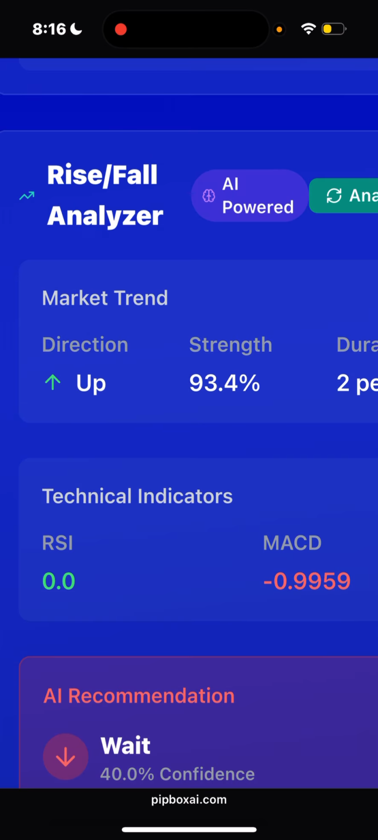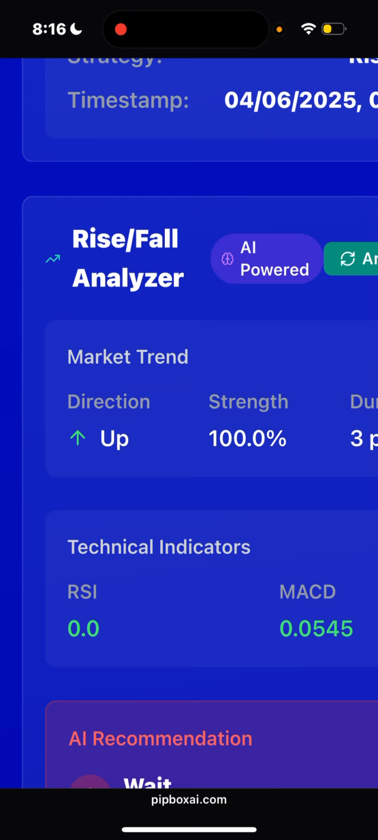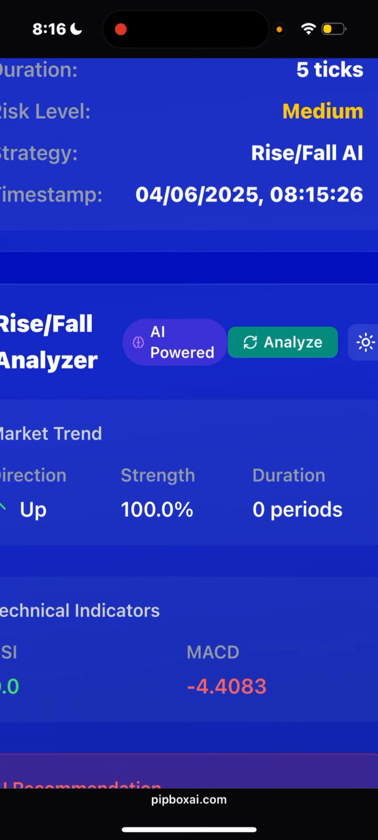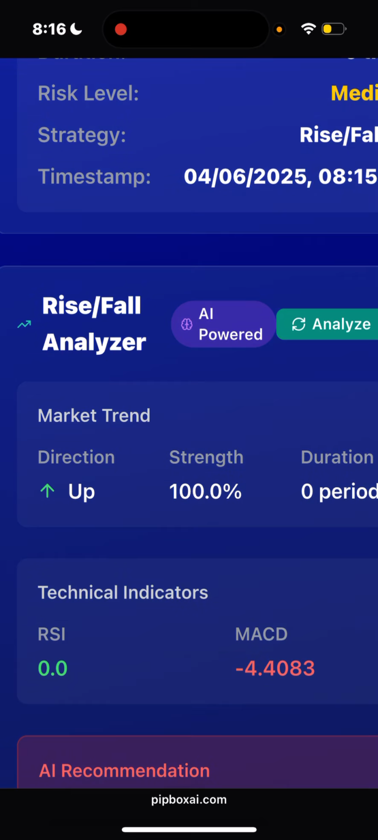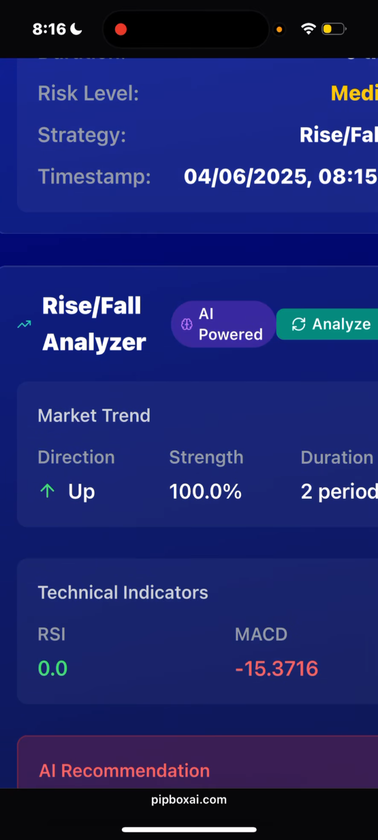Now you can see every single time it gives us a signal. For example, this one is up, which means it will take rise signals. The strength it gave us is 100%. If the AI detects that the strength is 100%, it's going to go ahead and take that trade for us. Sorry, I keep saying R1 analyzer because I'm used to it. That's how the Rise and Fall AI works.